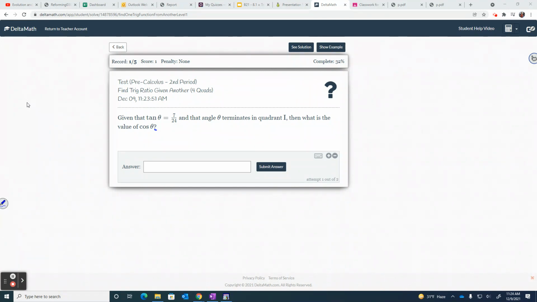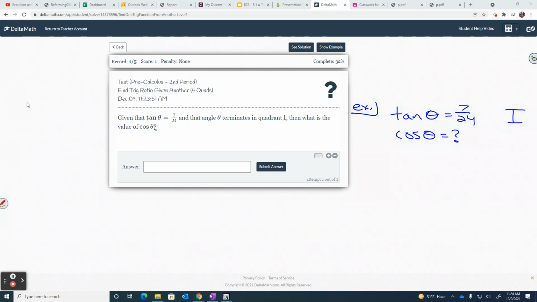So it says, given the tangent of theta is 7 over 24, I'm just going to write the tangent of theta is 7 over 24, and the angle terminates in quadrant 1. What is the value of the cosine of theta? This is like our warm-up question. We're given one ratio, and we're asked a question about another one. We're also given a quadrant.